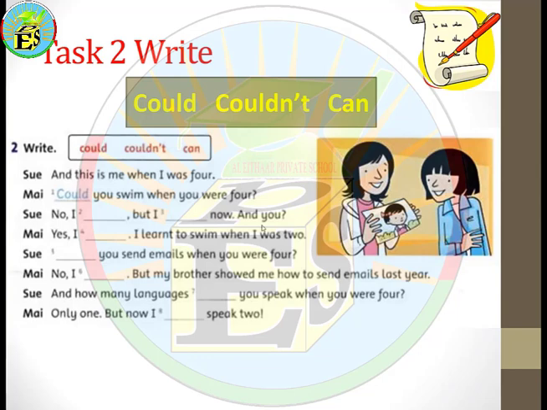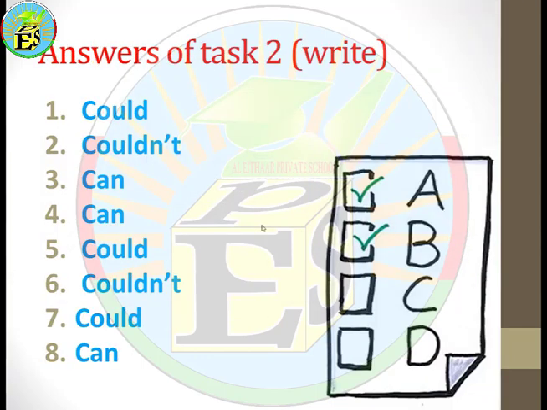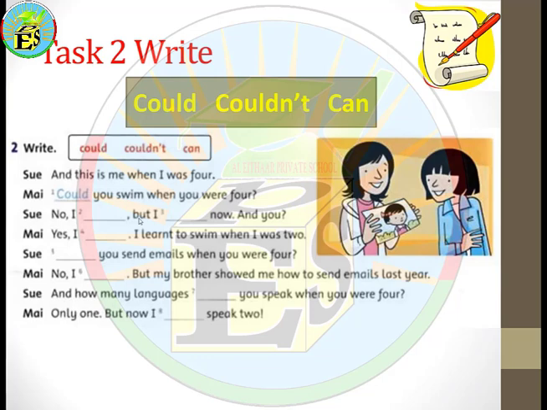Okay, so let's check the answers together. For task number 2, write. We have 8 spaces. The first one is already done for us, which is could. The second one is going to be couldn't. The third one and fourth one, can. Number 5 is could. Number 6 is couldn't. Number 7 is could. And number 8 is can. Please put the correct answer in the place.